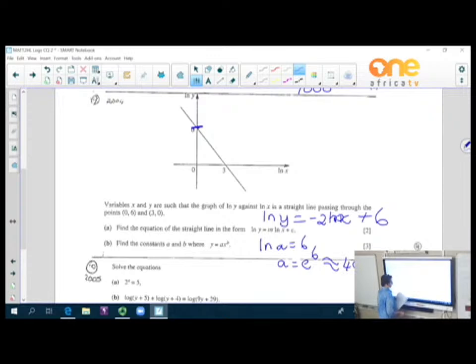And then we also have to get the gradient, and that's very easy. You can already see it here. The gradient m is -2. The gradient of b then is -2.